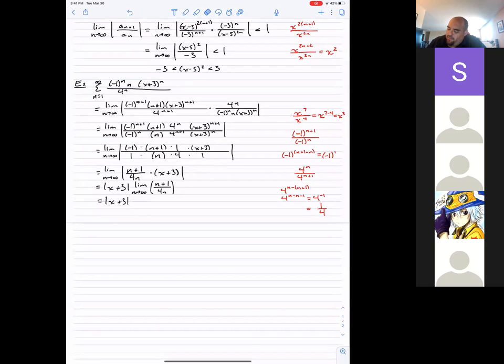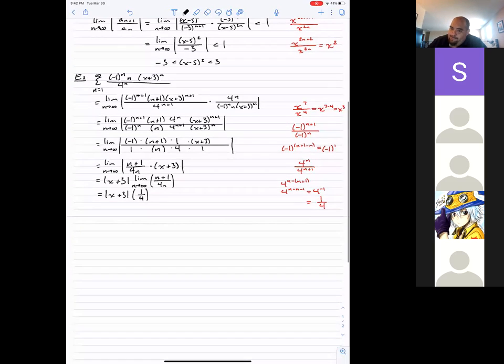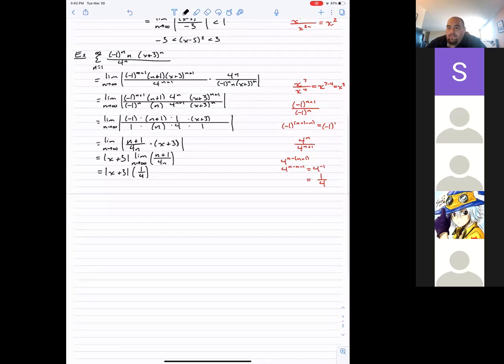Okay, Gabriella says 1/4, and I agree with that. So the absolute value of x plus 3 times 1/4. So we're done now. I mean, we've evaluated this limit. But remember, we're doing the ratio test. So what do I need to keep? What does this ratio have to have? What has to be true about it? I want it to be less than what? Less than 1. So from here, I have this absolute value.